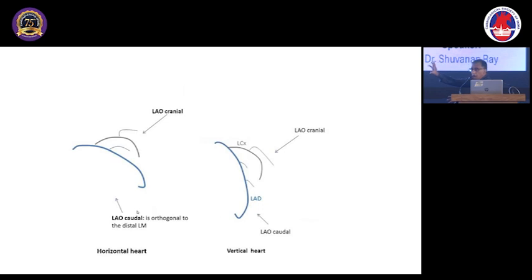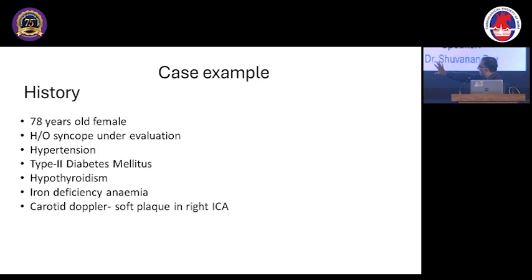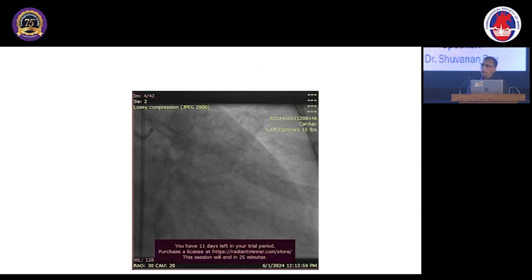This is the crux of the management and the crux of the safety of the patient. So I need to see these two things first. But the other areas, like the middle part of the LAD, its branches, and also the distal LAD, are better seen in cranial views. But in caudal views, I can see the very distal branch of the LAD also. So a cranial view and a caudal view, these are two things necessary for delineating the coronary anatomy.